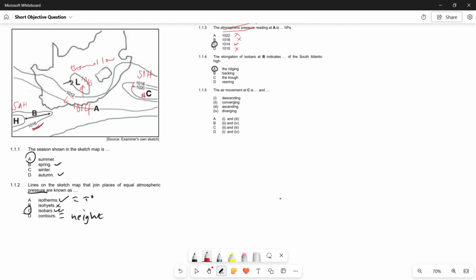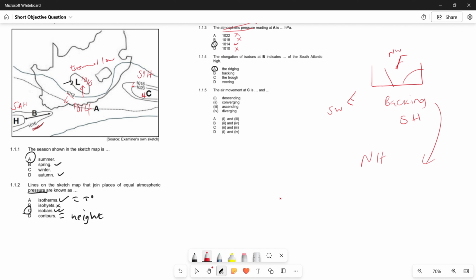So what is backing and veering? Backing is when the cold front of a mid-latitude cyclone passes and the wind direction, for example northwest, changes. After the cold front has passed in the southern hemisphere, it becomes southwest. That is called backing and only occurs in the southern hemisphere. Why does it occur? It occurs because of the clockwise circulation of the air inside the mid-latitude cyclone. And then the opposite is true for the northern hemisphere.